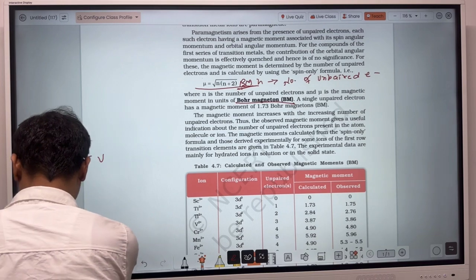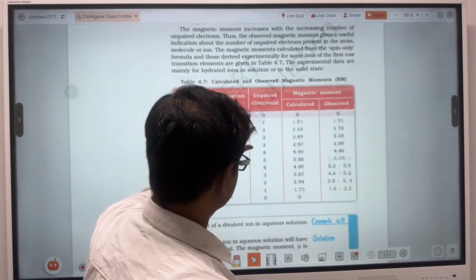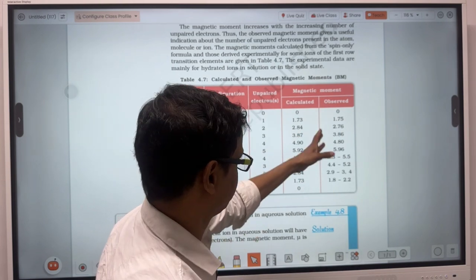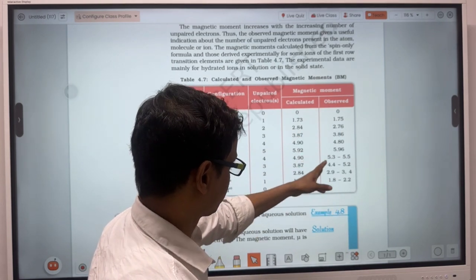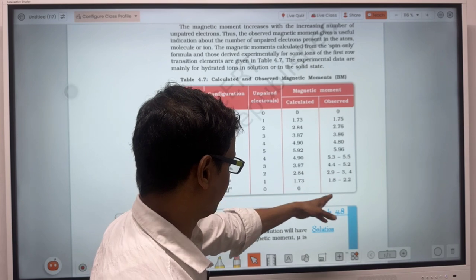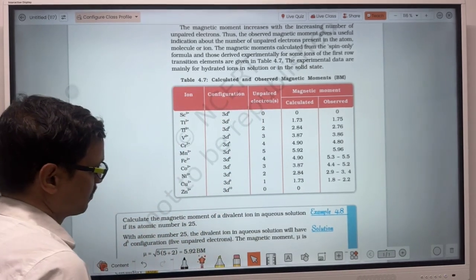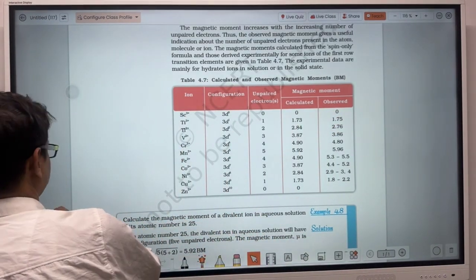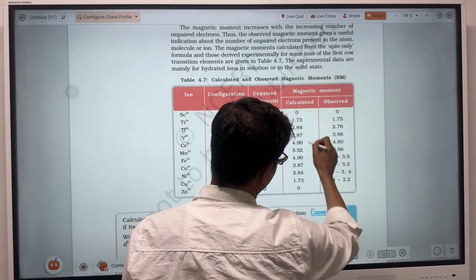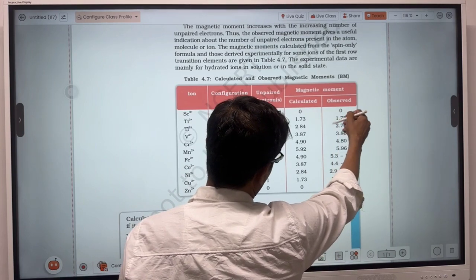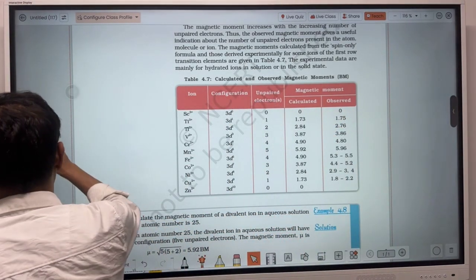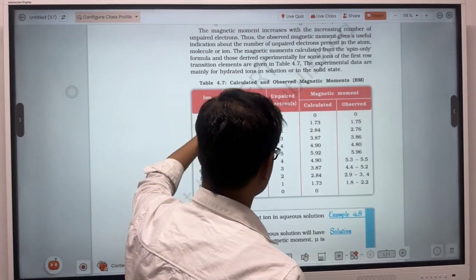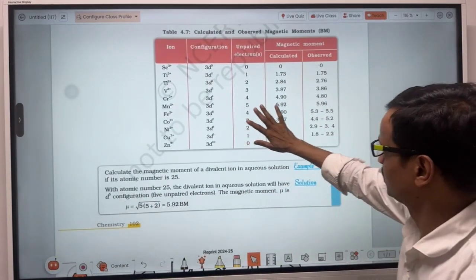That was about the magnetic behavior. Just compare the calculated and observed values, and you will realize there is a bigger difference between the calculated value and the observed value. So you can very easily do that question. There is no need to mug up the calculated value and the observed value.